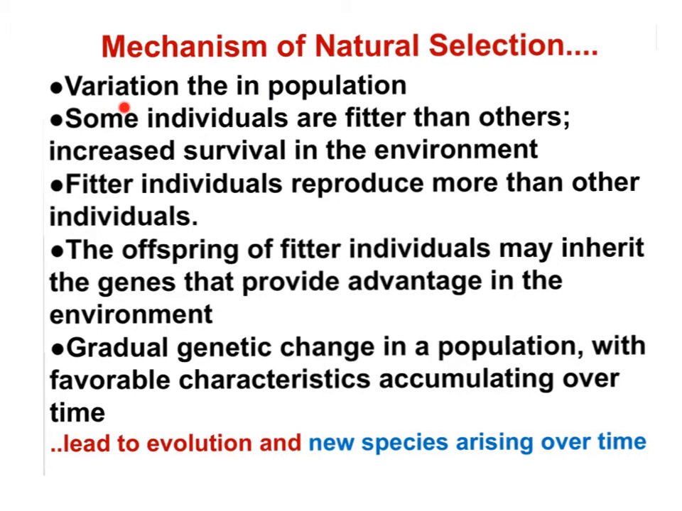There's variation in the population, and remember, the population reproduces easily. Many individuals will compete for limited resources. Some individuals are fitter than others. There is an increased survival rate in the environment. Fitter individuals reproduce more than other individuals. The offspring of fitter individuals may inherit the genes that provide advantage in the environment, and there's gradual genetic change in the population with favorable characteristics accumulating over time, and this can lead to evolution and new species arising over time.